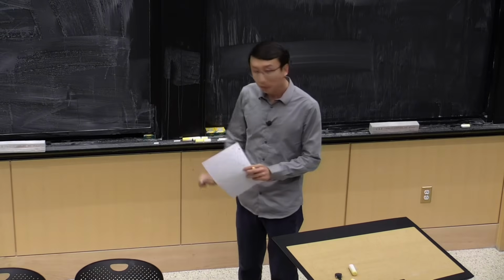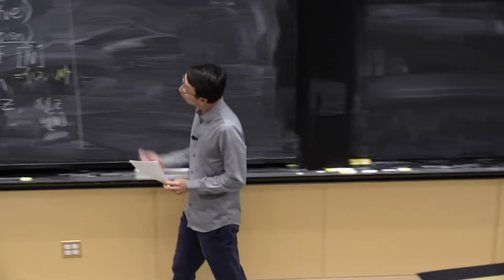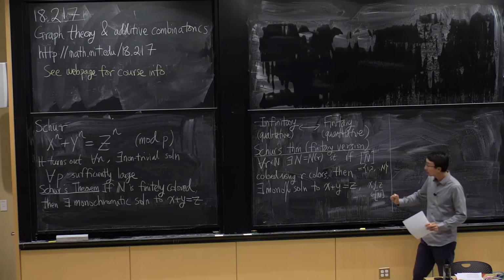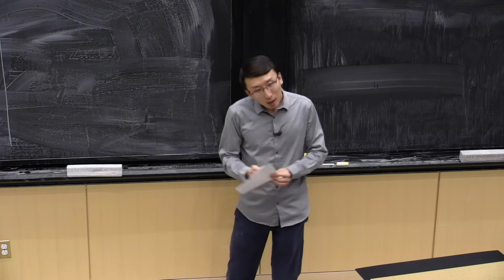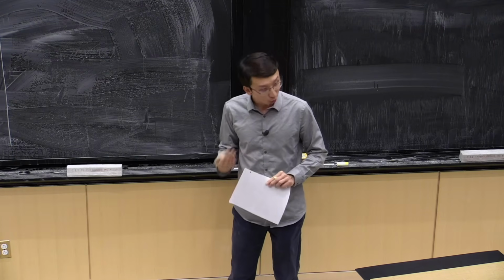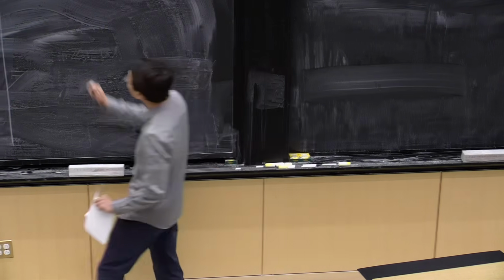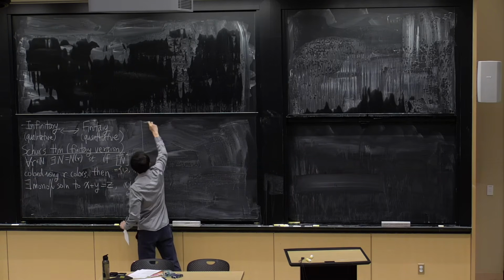Okay, so it looks very similar to the first version I stated, but now there are some more quantifiers. So for every R, there exists an n. So why are these two versions equivalent to each other? It's not too hard to deduce their equivalence, but let me do that now.